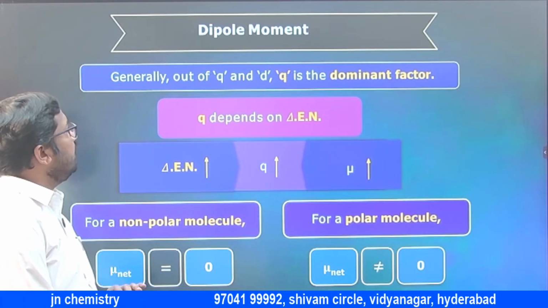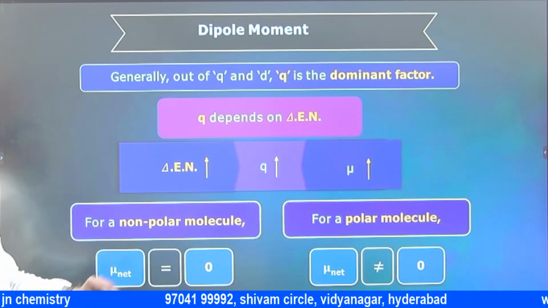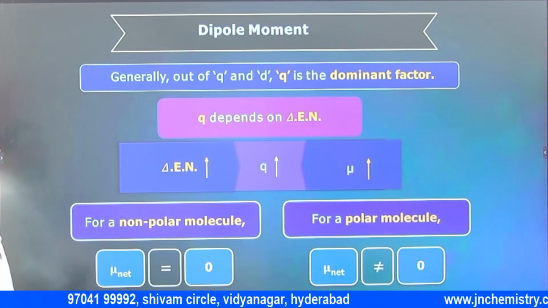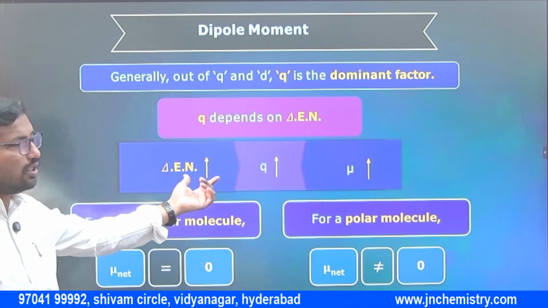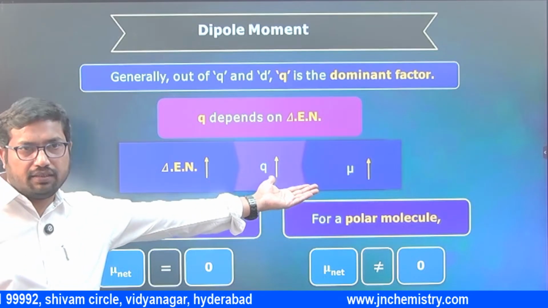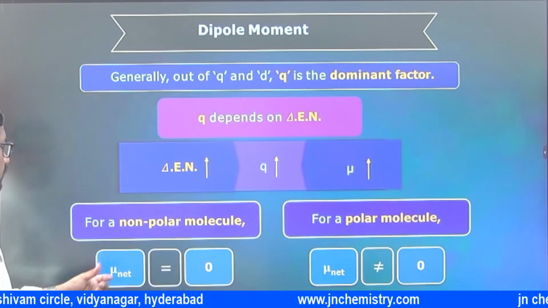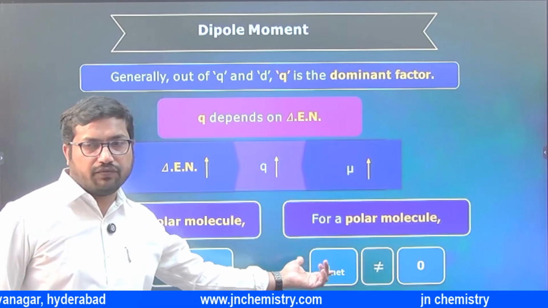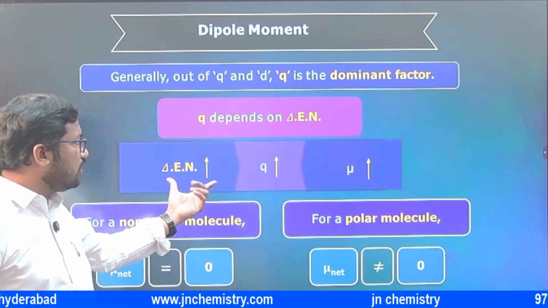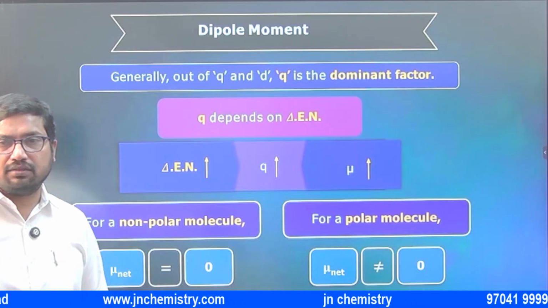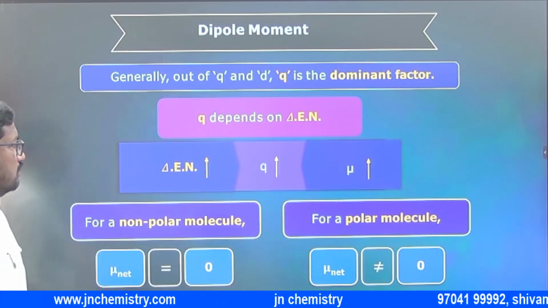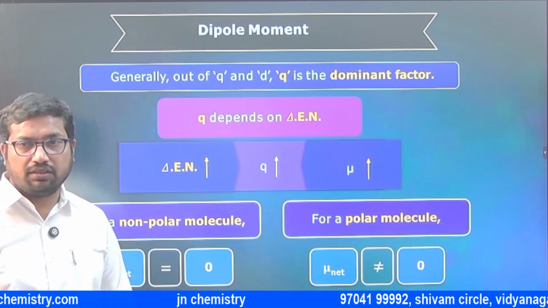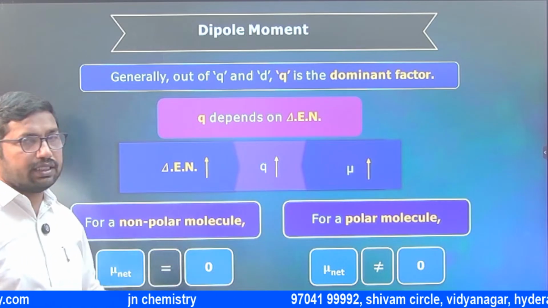Right. Dipole moment generally depends on the charge, the dominant factor. If the electronegativity difference increases, the charge increases, and automatically the dipole moment increases. For non-polar molecules, the net dipole moment is zero. For polar molecules, it is not equal to zero. So write this point: as the electronegativity difference increases, the charge also increases, and when the charge increases, the dipole moment also increases.